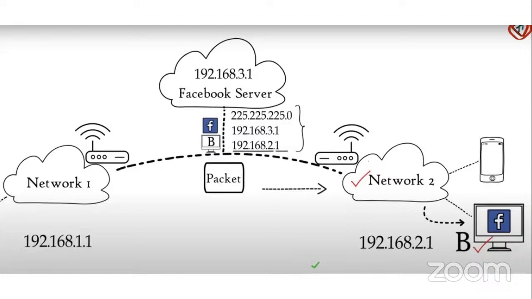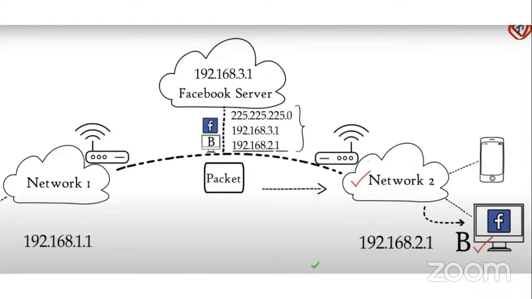This is called logical addressing. This is nothing but adding an IP address to each and every packet, which IP address is the source IP address and which is the destination IP address. That will be taken care of by the network layer. Got it?